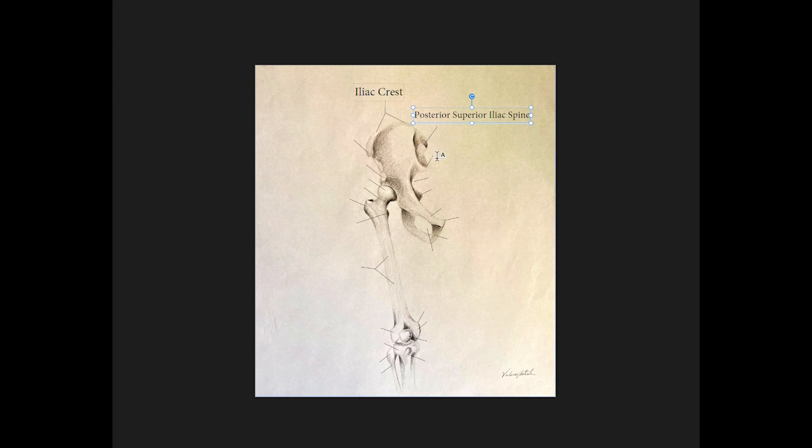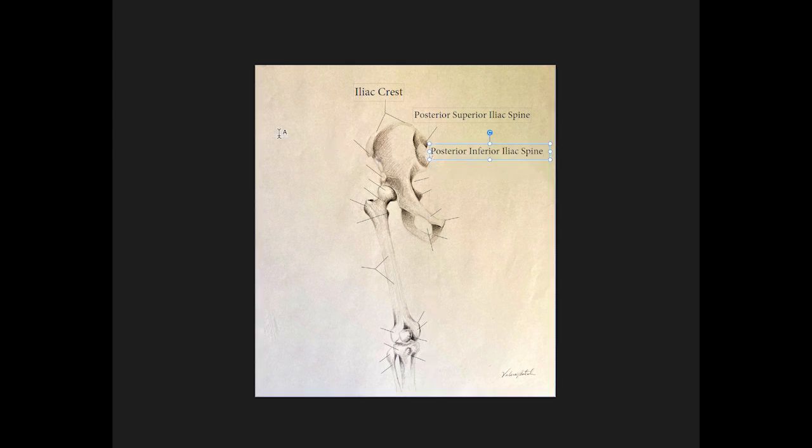Likewise, directly inferior to that, you see another projection of bone right there. This is going to be your posterior inferior iliac spine. And we're going to have the same pattern happening on the anterior side for those anterior spines.